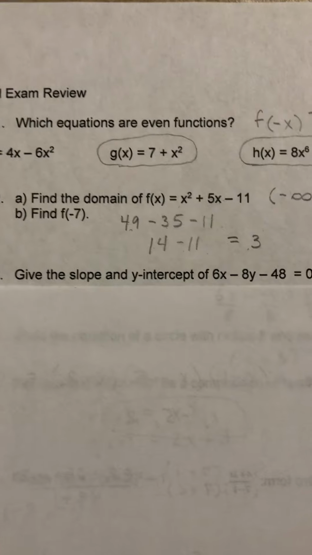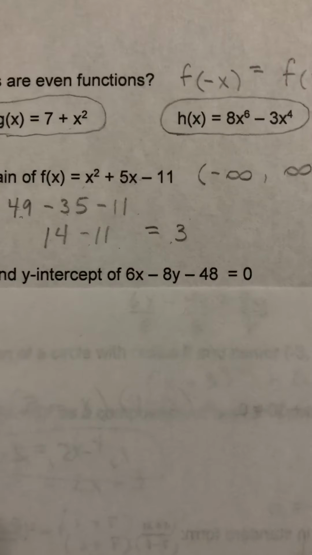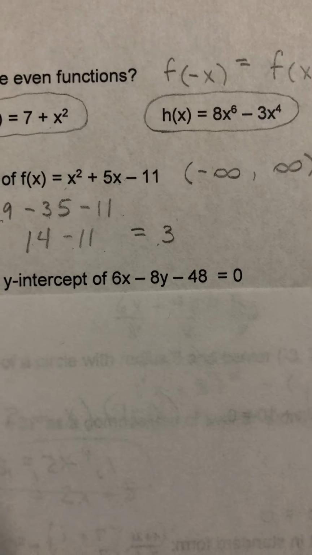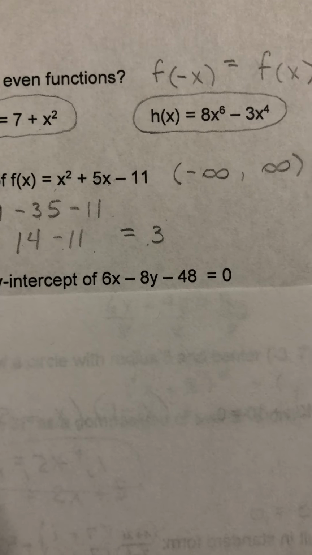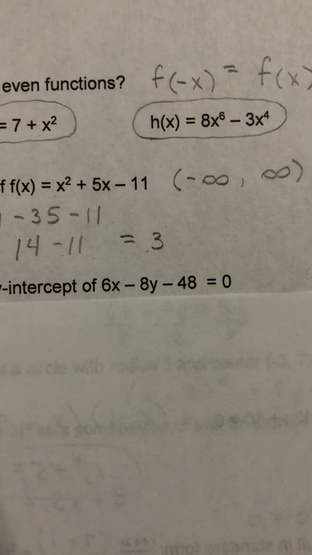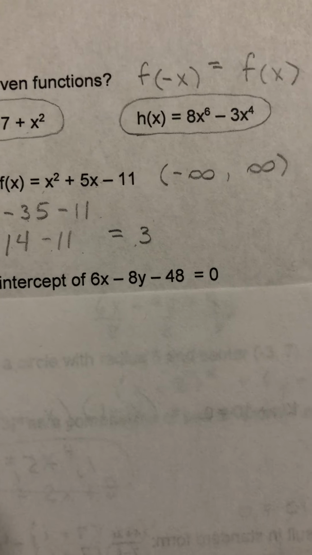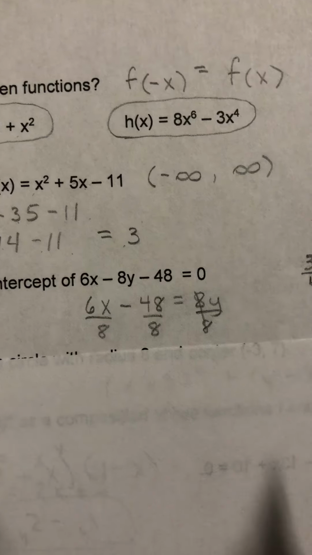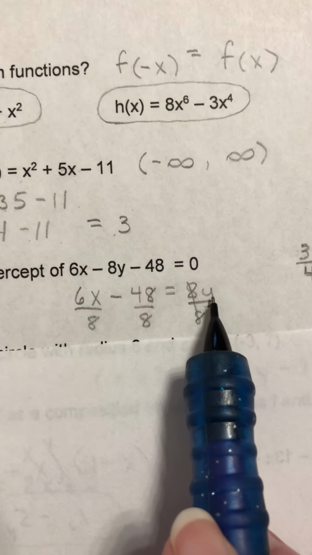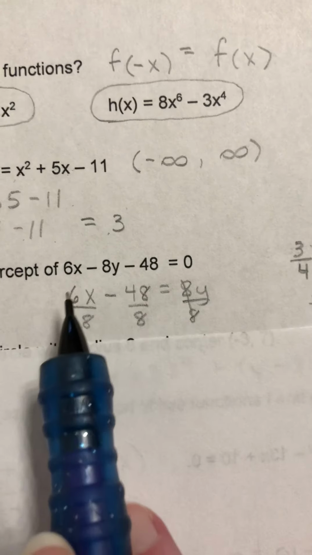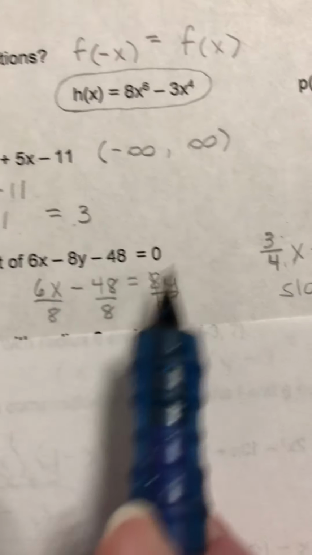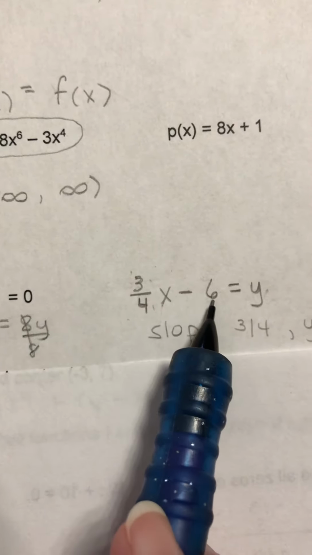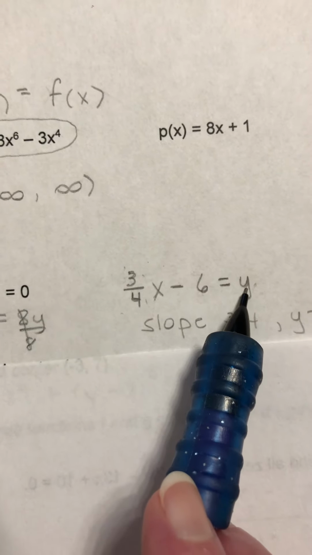Problem number 3, give the slope and y-intercept of this equation. In order to give the slope and y-intercept, we need to solve this equation for y. So the first thing I'm going to do is add the 8y to both sides of the equation and then divide by 8. That solves the equation for y. 6/8 reduces to 3/4. So I have 3/4 x minus 6 equals y.